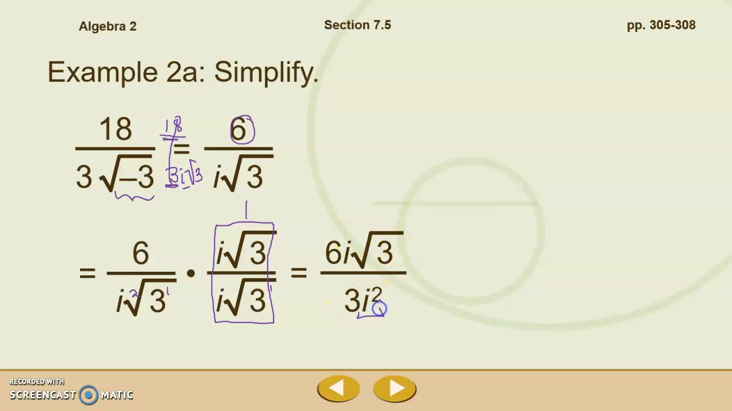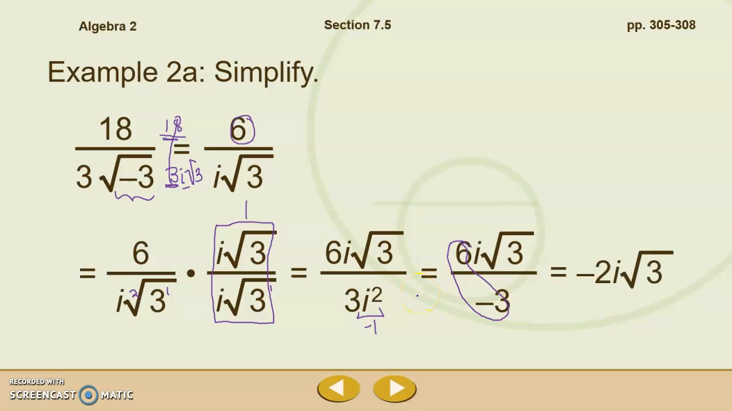I can simplify this again because I know that i squared is negative 1. So I've got 6i root 3 over negative 3. And then I've got my leading coefficients here that I can simplify one more time. 6 divided by negative 3 is negative 2i root 3. So I've got no fractions in the radicand. I've got no perfect squares or perfect whatever roots. Whatever my index is, I don't have any perfect roots. Here it's a square. And I have no irrational numbers in the denominator.